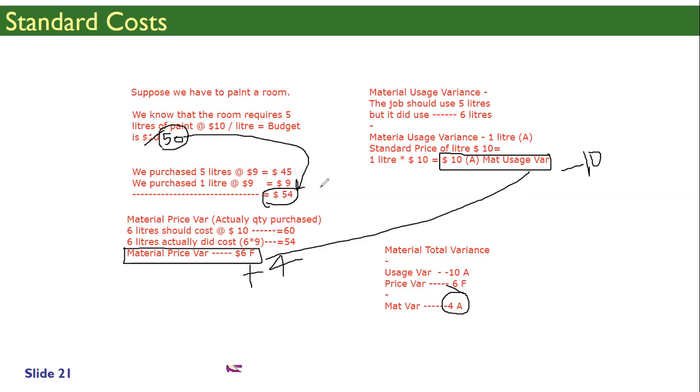It means that you spent $4 more, and that $4 more is further split like this: $10 adverse, $6 favorable. So you may have a material price variance, which is favorable, and a material usage variance, which is adverse. The sum total of that will make the total material variance. So it was a very simple thing. I took a lot of time because I'm not doing a question, I'm trying to explain. So when you explain, of course, it takes time. But when you start doing questions, it will be very simple.